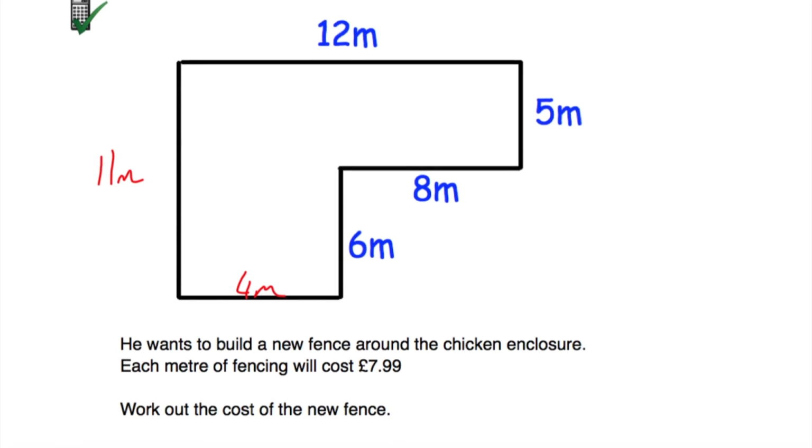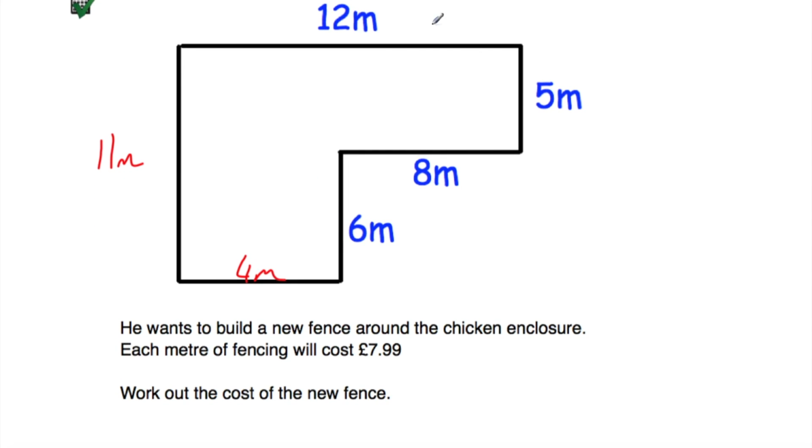And we're told, if we have a look at the question, he wants to build a new fence around the chicken enclosure, and each meter of fencing will cost him $7.99. Work out the cost of the new fence. So if we find the perimeter of the chicken enclosure, we then just need to multiply it by $7.99, and that'll be the cost. So let's find the perimeter, and it's a calculator question.